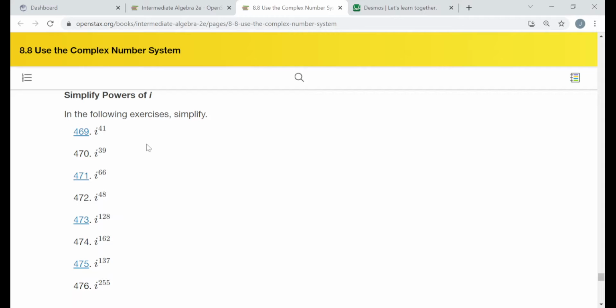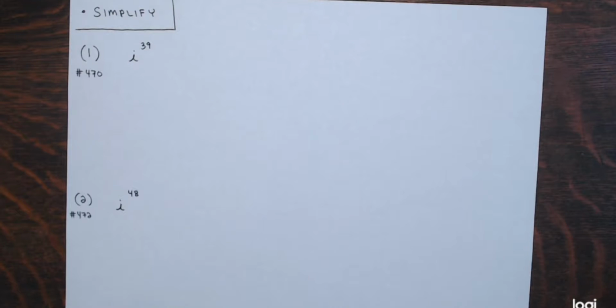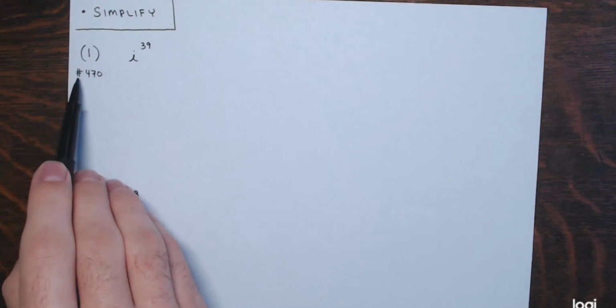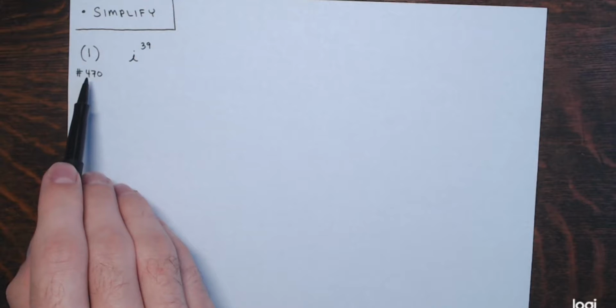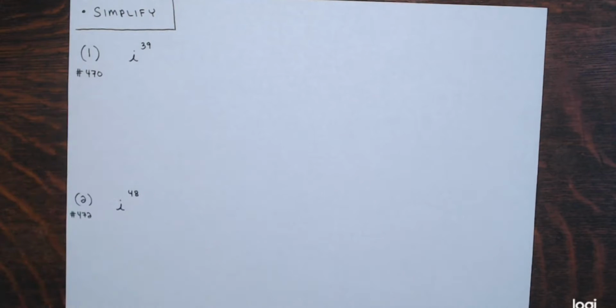Alright, so question 470, example 1, I have written these problems out. So you see here example 1 corresponding to number 470 in the text. And we're asked to simplify I to the 39th power. Right, I to the 39th power.